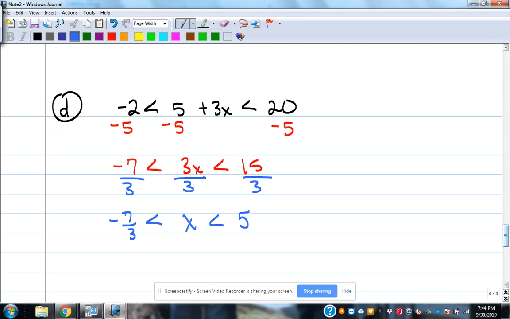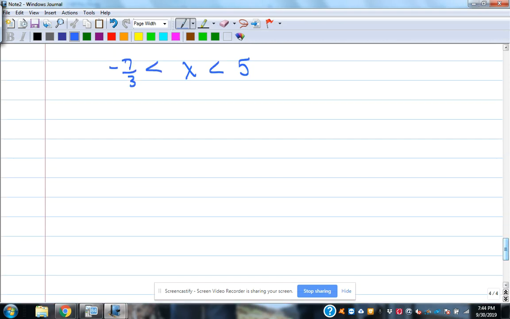Now, get our answers in set and interval notation and graph. So set, again, that's the super easy one. Curly brace, x bar, -7/3, less than x, less than 5. Okay? Interval.